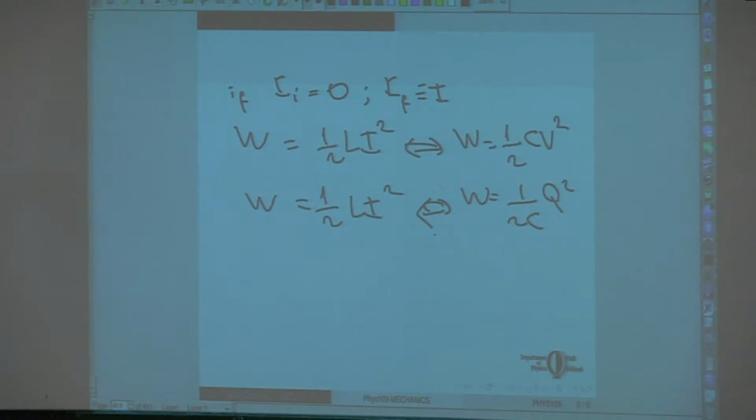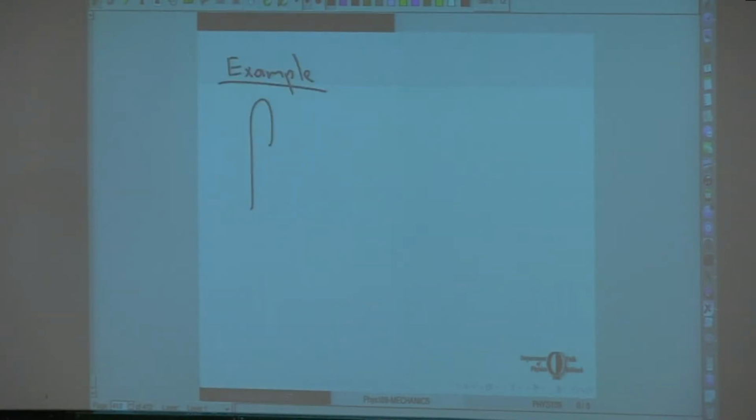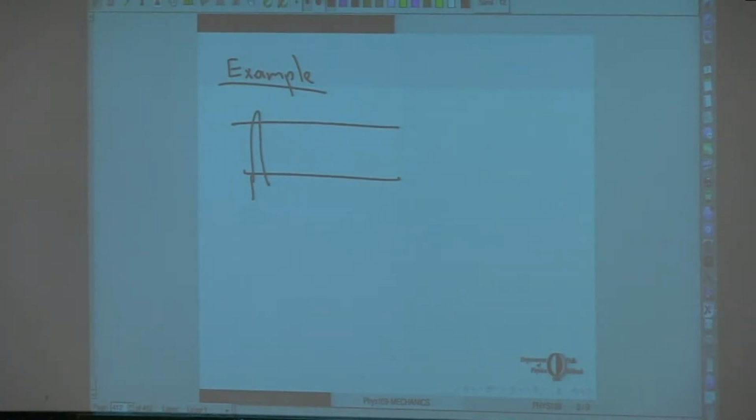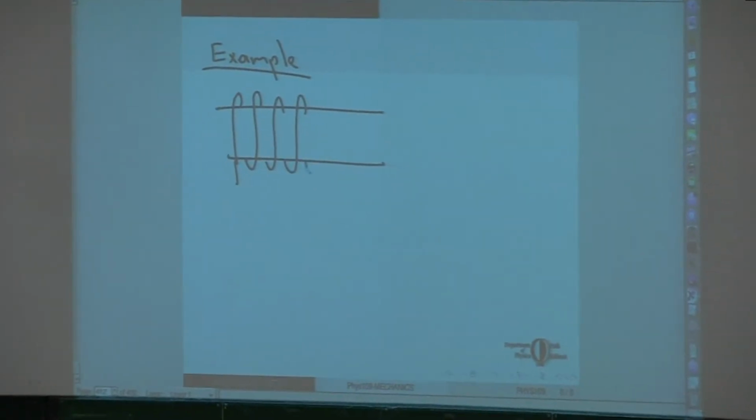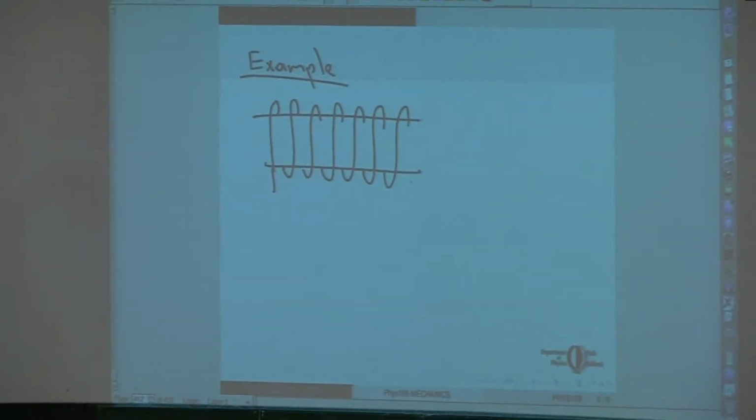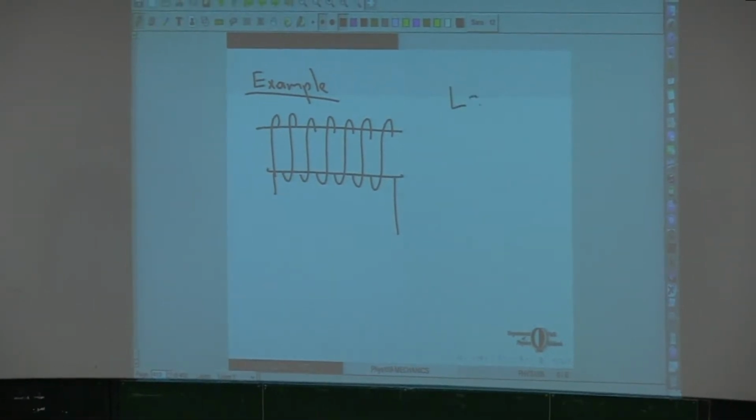Now let's do that. First we need to calculate what is the self-inductance of a solenoid. For example, we have this solenoid. We wrap a wire around it. Now, what is the self-inductance?